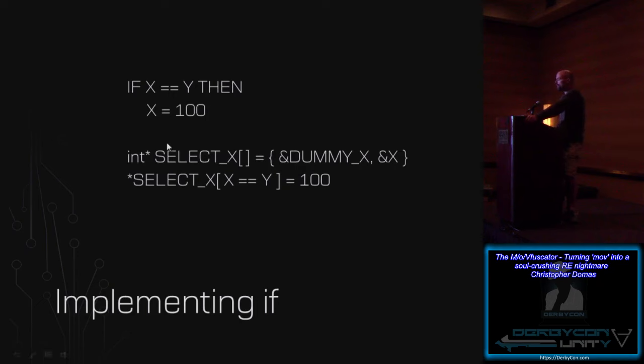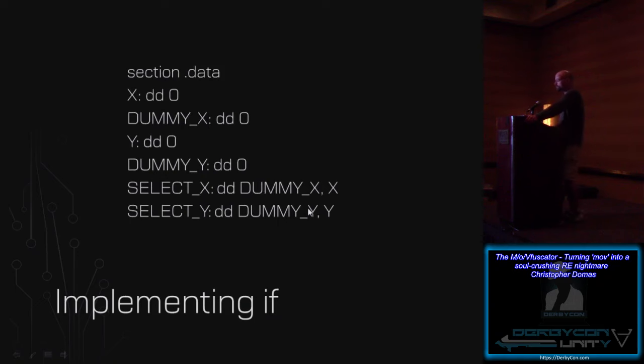We could build up an array of pointers, with the first being a pointer to the dummy data and a second being a pointer to real data. We can then use the results of our equality check to select between one of those two pointers, dereference it, and assign 100 to whatever it points to. So that's what that looks like in C.